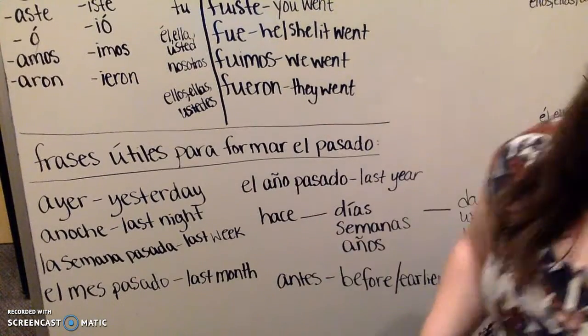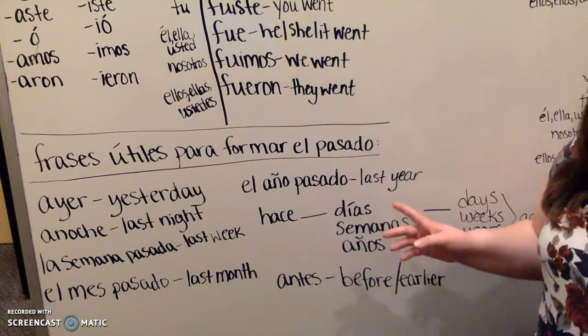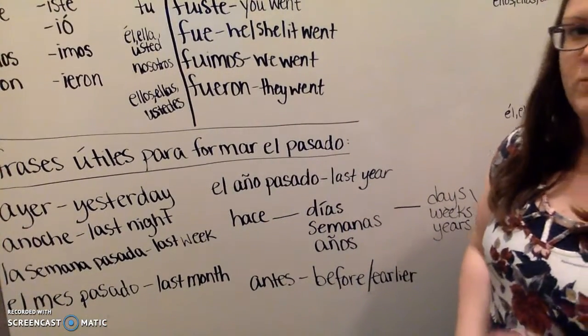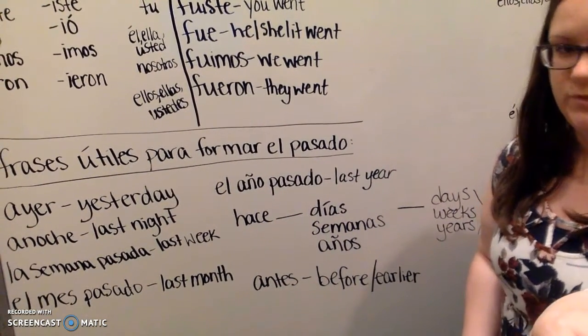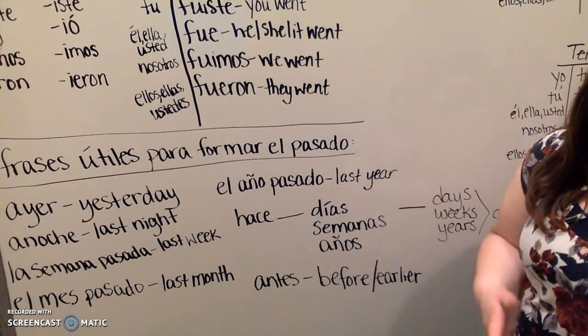All right, then this second section, let me say that clearer. This is useful phrases that we had from chapter 14. So once again, this is older stuff. Okay, so frases útiles para formar el pasado.